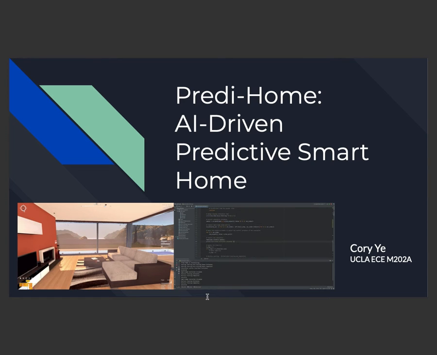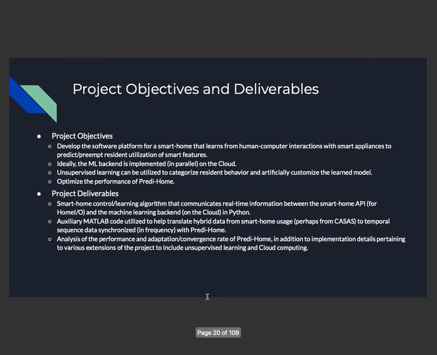So, like I said, the project objective is just to develop this software platform that learns from human-computer interactions, and then it will start to predict and preempt these utilizations of smart features in the smart home. And then ideally, I say ideally, I'll explain later, but the machine learning backend is going to be implemented on the cloud.